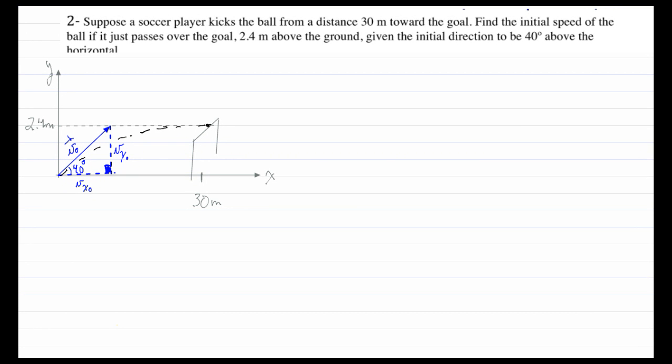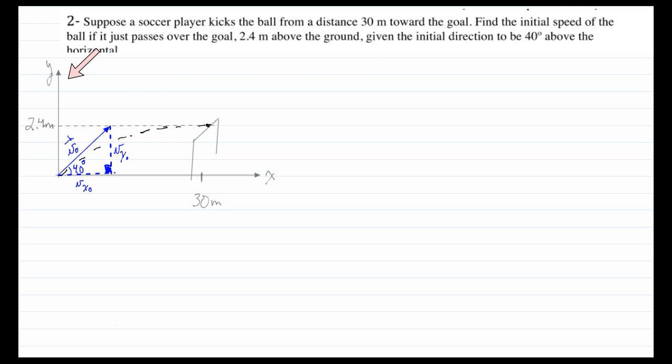Okay, here is the solution to question number 2 on web homework number 3. We have a soccer player kicking a ball from a distance of 30 meters towards the goal. We want to find the initial speed of the ball if it just passes over the goal, which has a height of 2.4 meters. And we're given the initial direction of 40 degrees above the horizontal.